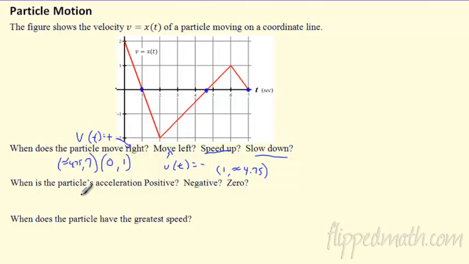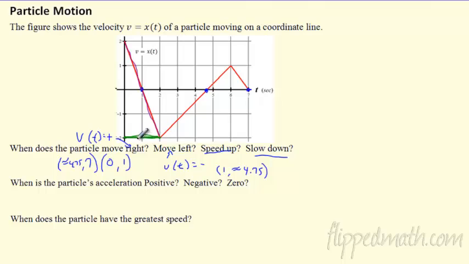So when is the particle's acceleration positive, negative, or 0? So remember, acceleration is the derivative of this. So I can find the derivative. What's the derivative of this line? Well, it's the slope of this line. Like any point on here, the instantaneous rate of change is that slope. So what am I saying the slope of this line is? Well, it's down 2 over 1. So this whole part from here to here, it's down 2 over 1. I'm going to graph it. Your acceleration is actually negative 2. So let me get a different color here. Let's do green. So from 0 to here, it is actually negative 2.